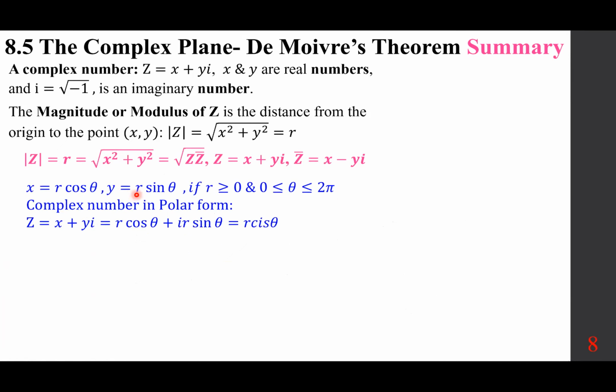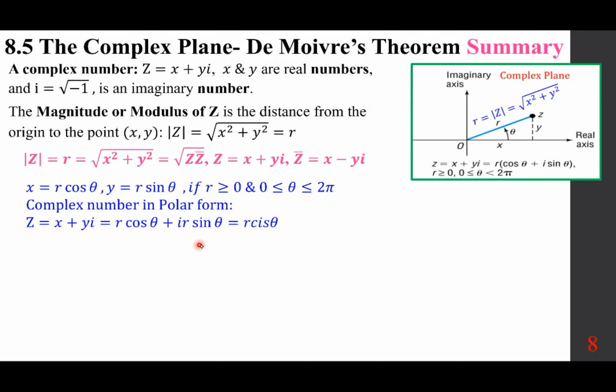x equals r cosine theta, y equals r sine theta. We remember it from polar form. Complex numbers in polar form: z is x plus yi, which equals r cosine theta plus i r sine theta. Now, the synopsis of that, a short version of this, is r cis theta. C stands for cosine, i stands for good old i, and s stands for sine theta. So r cis theta means this.